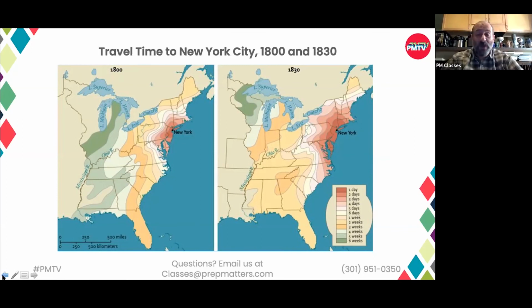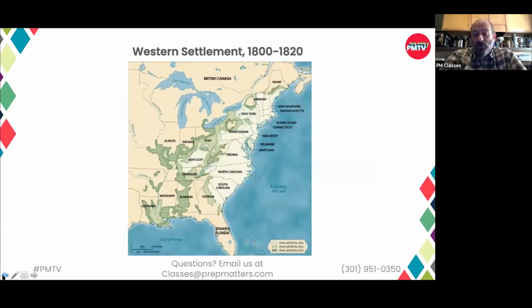People are beginning to move west in ever greater numbers, and pretty much the region east of the Mississippi begins to fill up more and more with white settlers. By 1840, 7 million Americans, about 40% of the population, live west of the Appalachian Mountains.